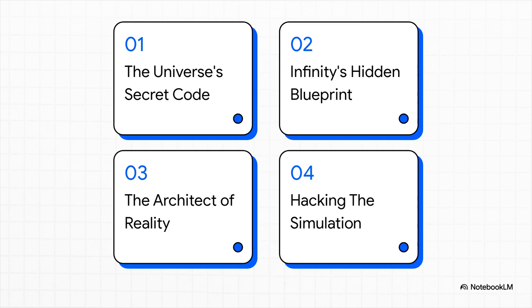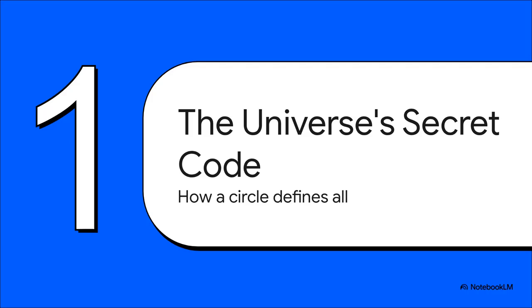All right, so here's how we're going to break this down. First, we'll dive into the universe's secret code. Then, we'll look at infinity's hidden blueprint. After that, we'll try to meet the so-called architect of reality, and we'll wrap up with the craziest part of all, hacking the simulation. Okay, first stop, the universe's secret code.